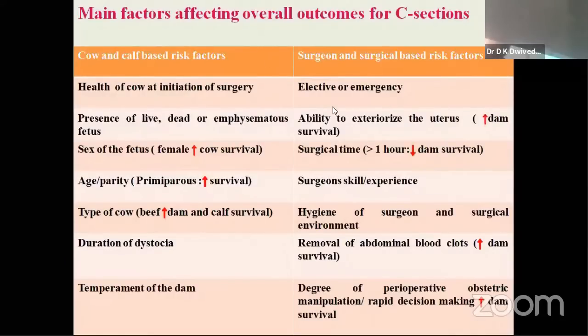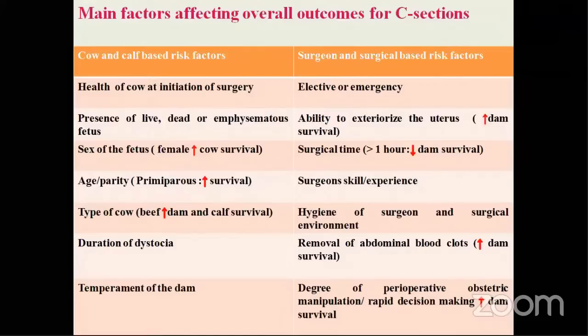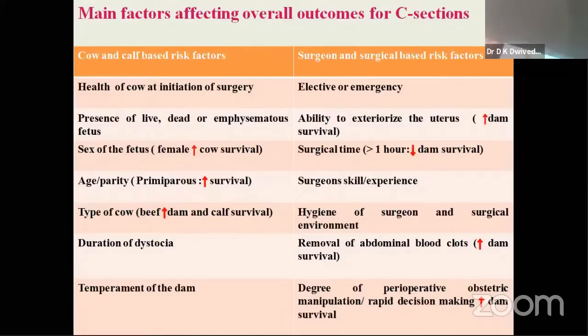Now, if you see in tabular form, the main factors affecting the overall outcome for the C-section. The cow and calf-based risk factors are, first, the health of the cow at the initiation of the surgery. That is very important. You have to analyze all the clinical data of the animal. Second, if the fetus is live, your outcome will be better or excellent. If the fetus is dead or emphysematous, then it will be risky.